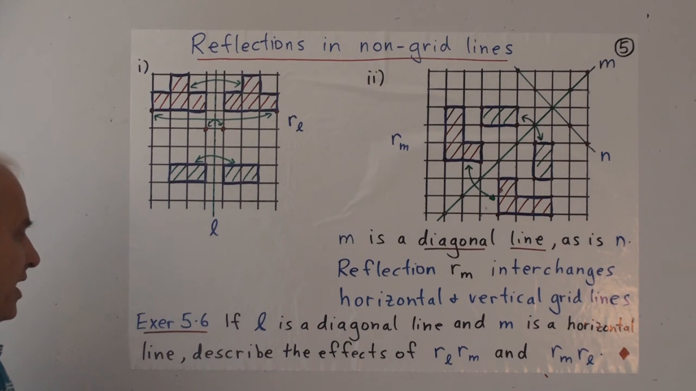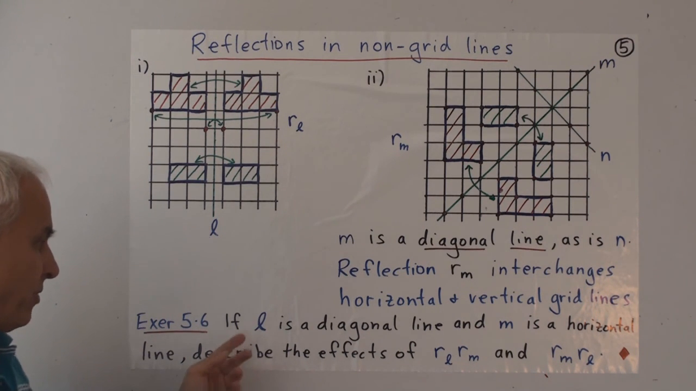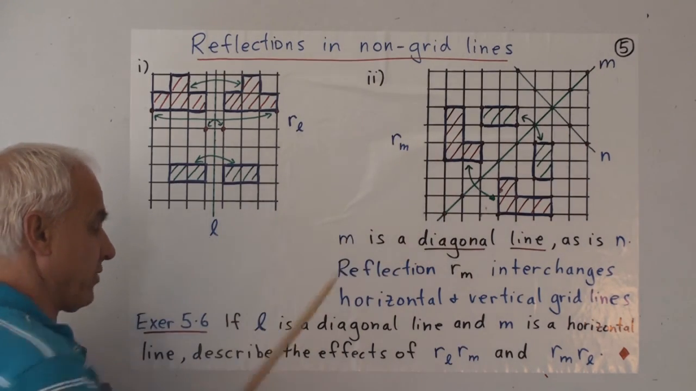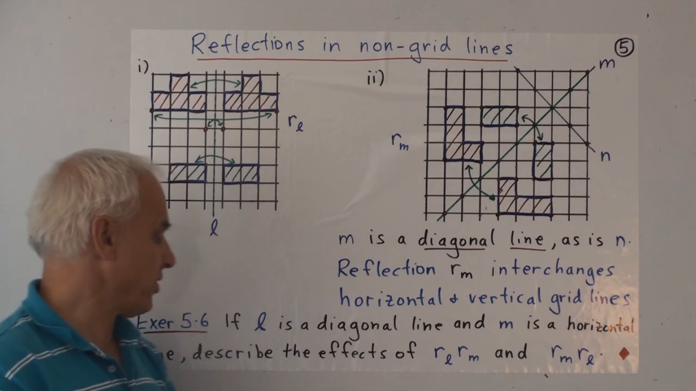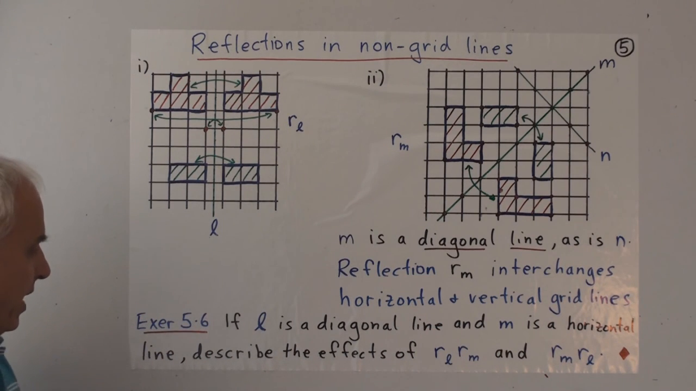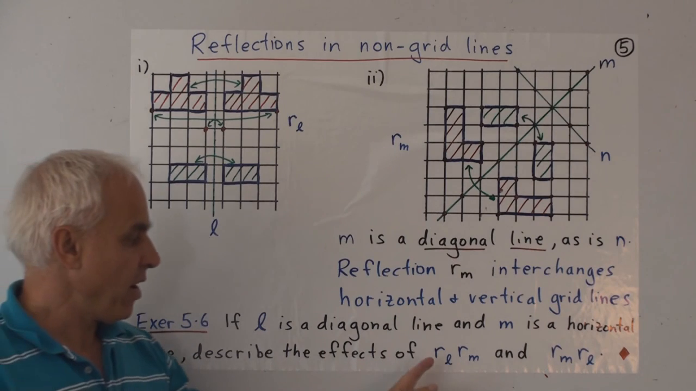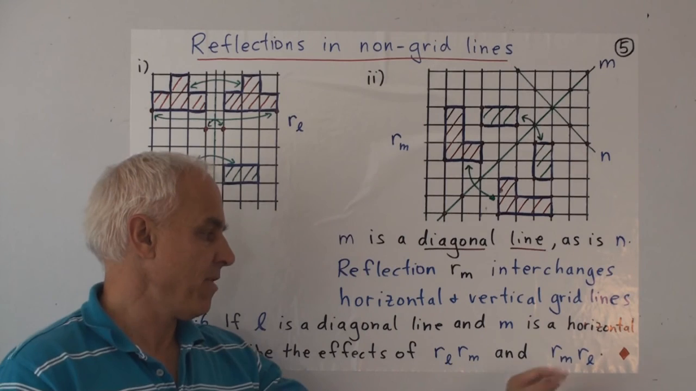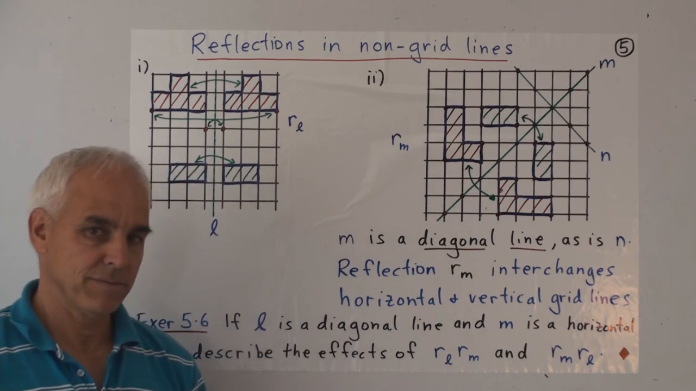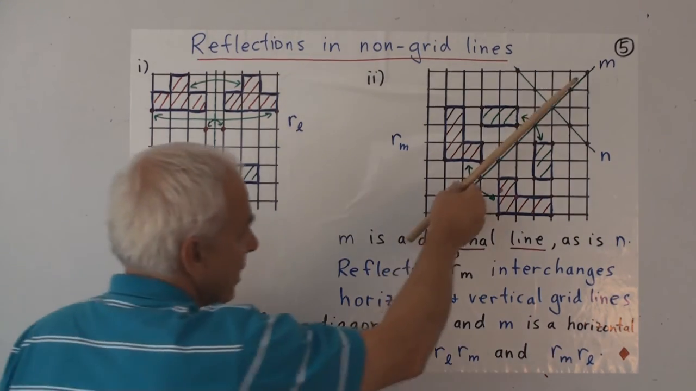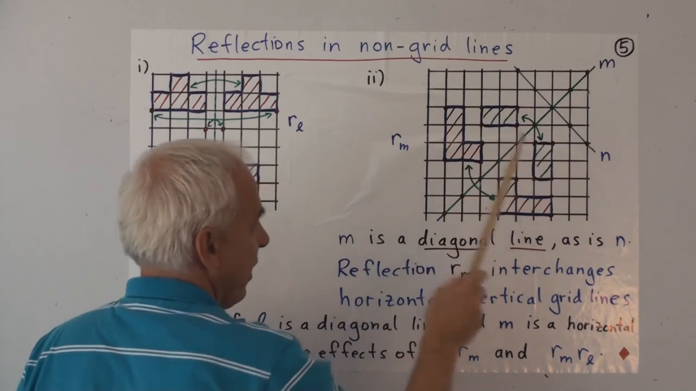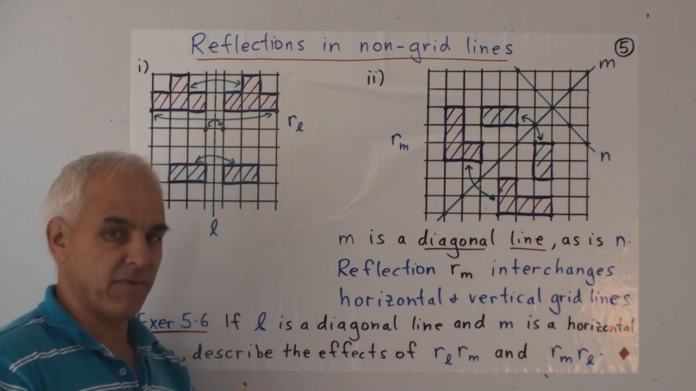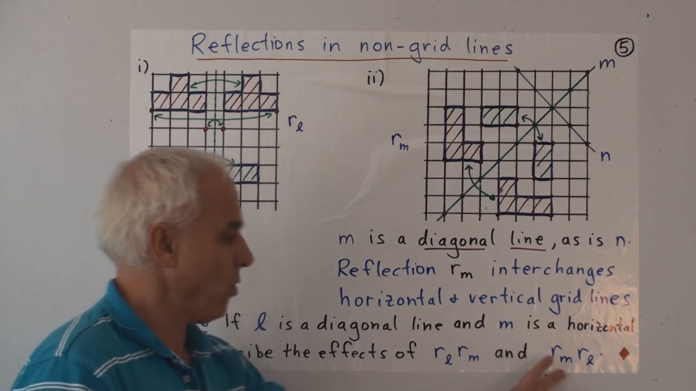Okay, and here's a little exercise for you to think about: a case where L is some diagonal line, like one of those, either in that direction or that direction, doesn't matter. And M is some horizontal line, doesn't matter where it is. Then describe the effects of r sub L followed by r sub M, and r sub M followed by r sub L. So actually draw some diagrams, like you might say, okay, we'll let that be L and that be M, and then we'll draw some various shapes, see what happens when you reflect in L and then reflect in M, or the other way around.